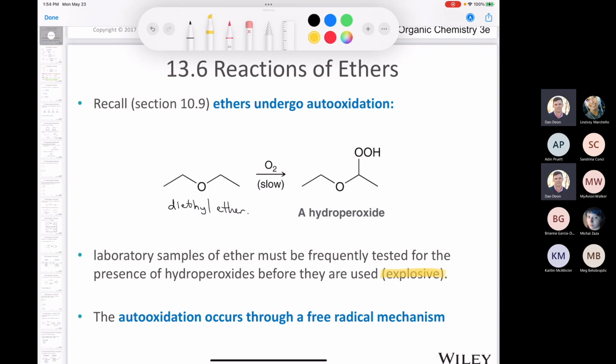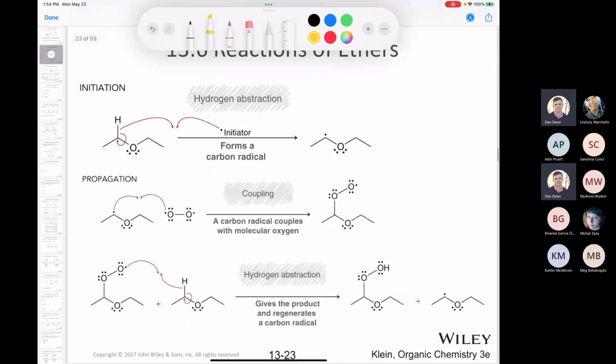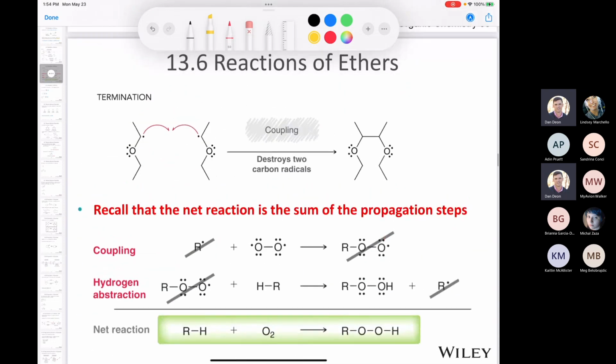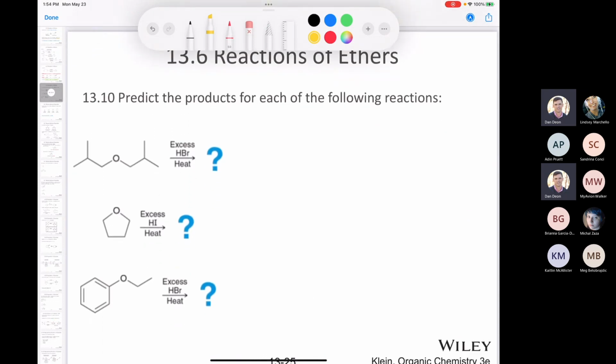But anyhow, that's all I really expect you to know about auto-oxidation. There's a section here that talks all about the mechanism, of the initiation, the propagation, and the termination, but I will not be asking you about that, so don't worry about the mechanism. Well, with all that information in mind, let's try some practice problems.